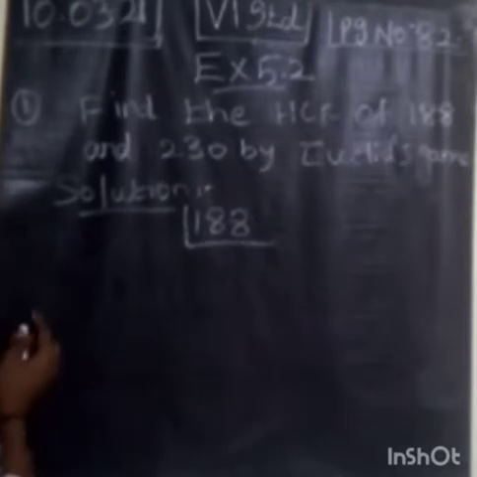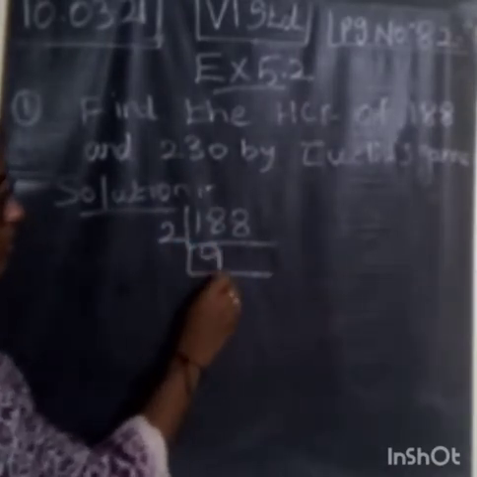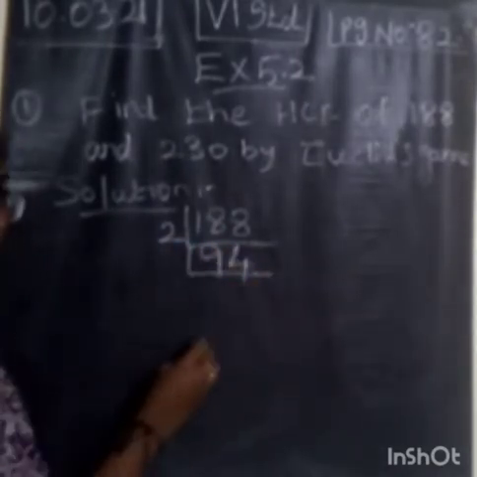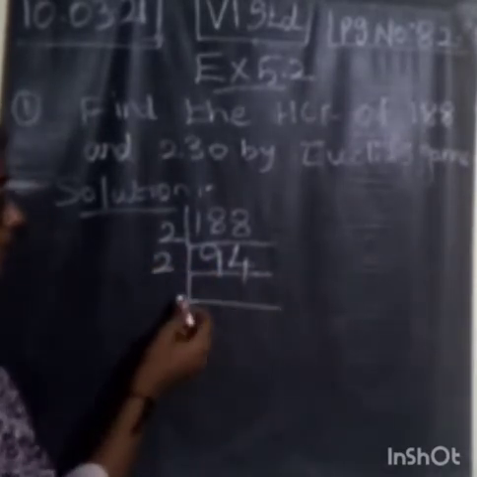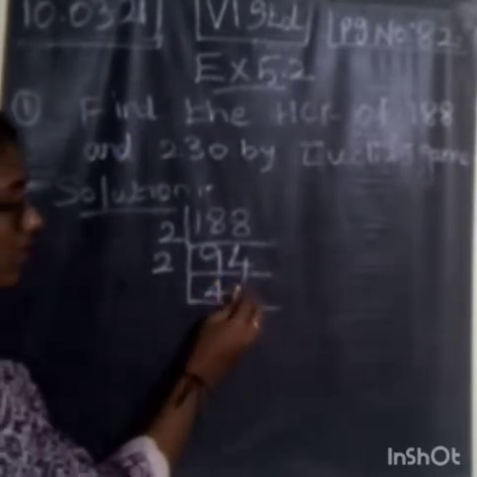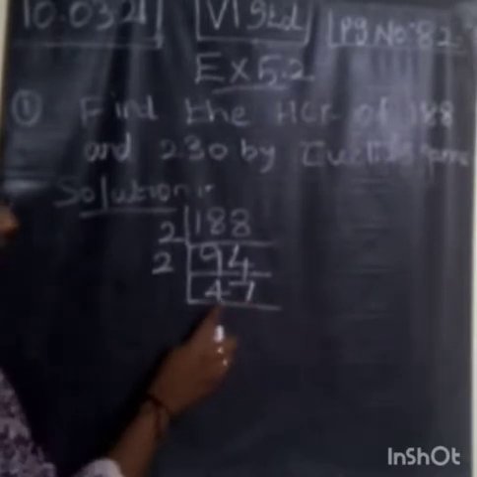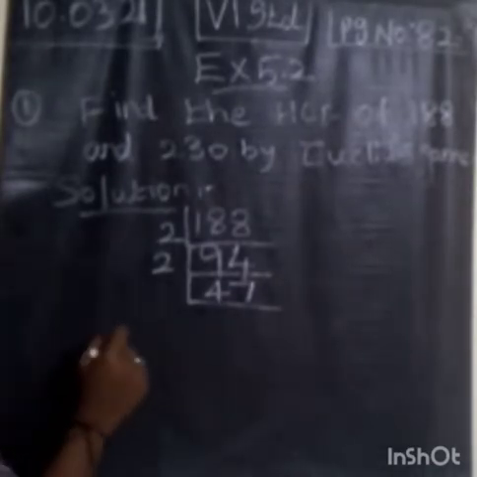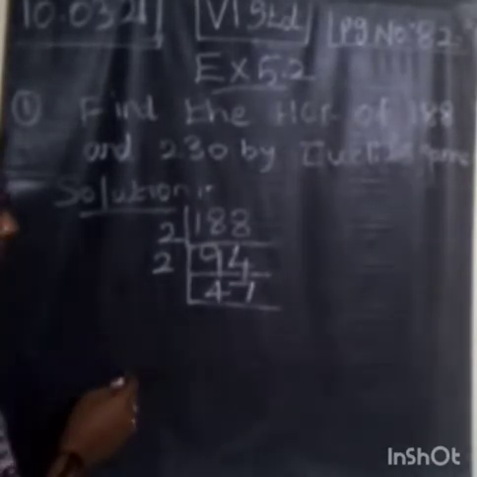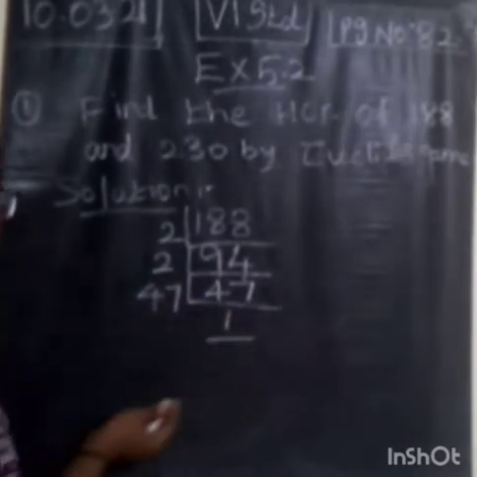188 is an even number, so it is divisible by 2. 2 nines are 18, 2 fours are 8, so we get 94. It is also divisible by 2: 2 fours are 8, 2 sevens are 14, so we get 47. 47 is a prime number, divisible by itself, so 47 ones are 47.